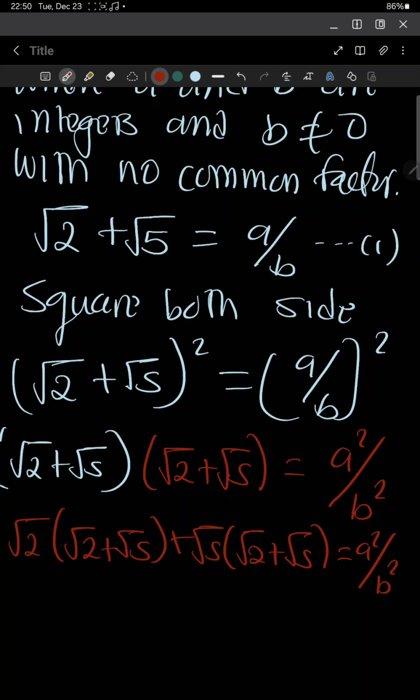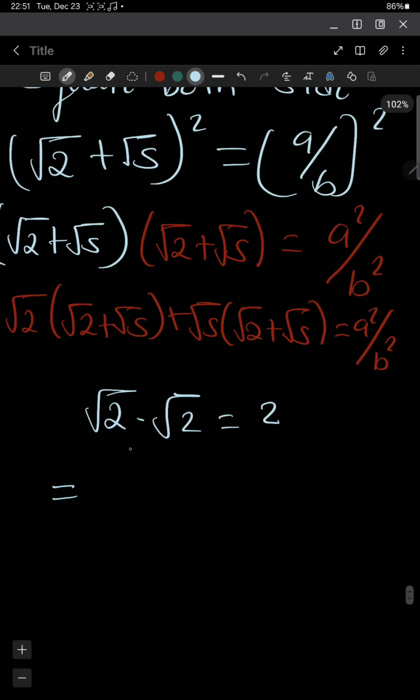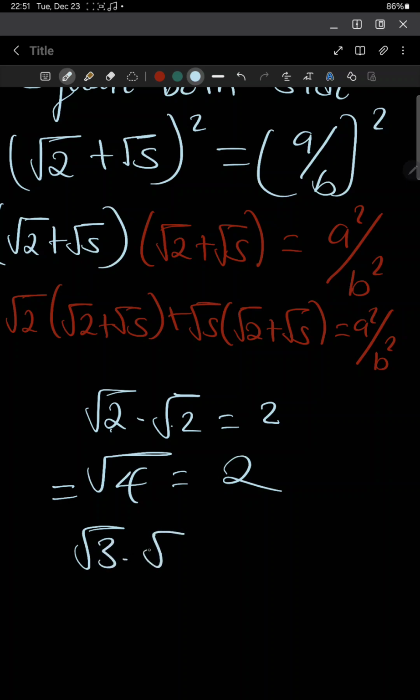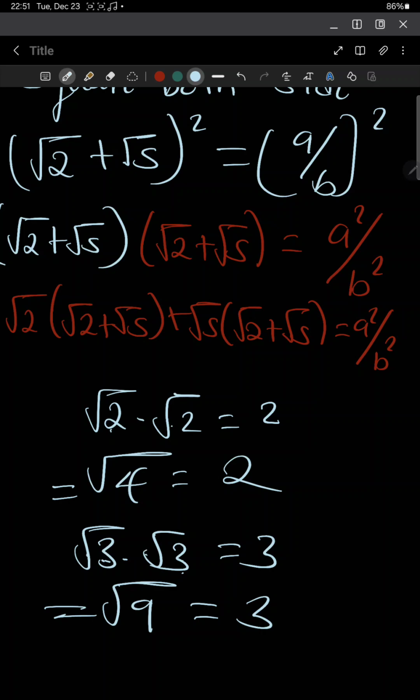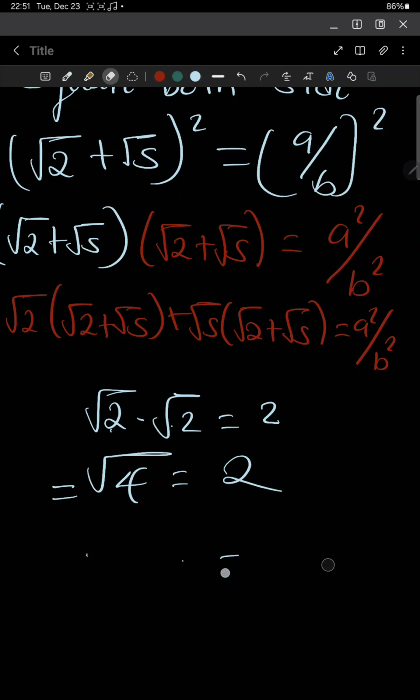After doing that, apply the principles of radicals or surds, take note of that. If we say square root of 2 times square root of 2, it is 2. Why do you say that? If we say 2 times 2, it is 4. What is the square root of 4? It is 2. Same as square root of 3 times square root of 3, which is square root of 9, which is 3. That's why, by the properties of surds or radicals, square root of 3 times square root of 3 is 3. So let us go back to our question.